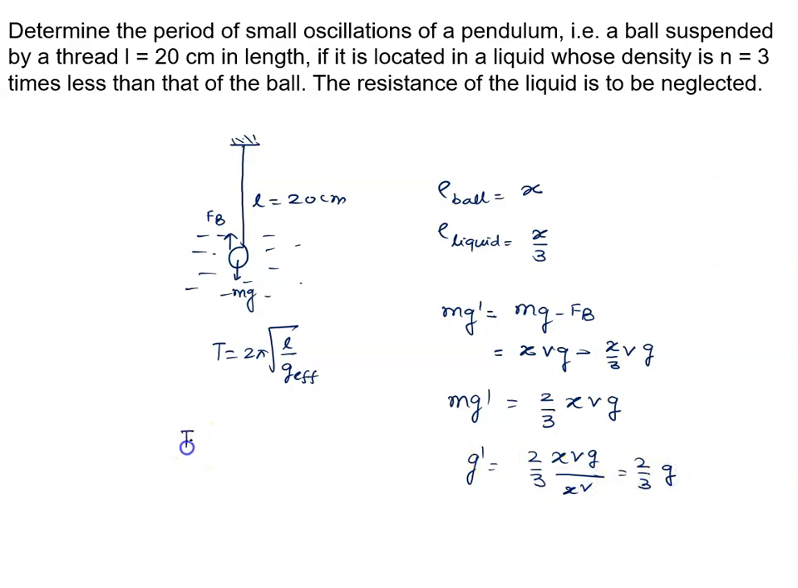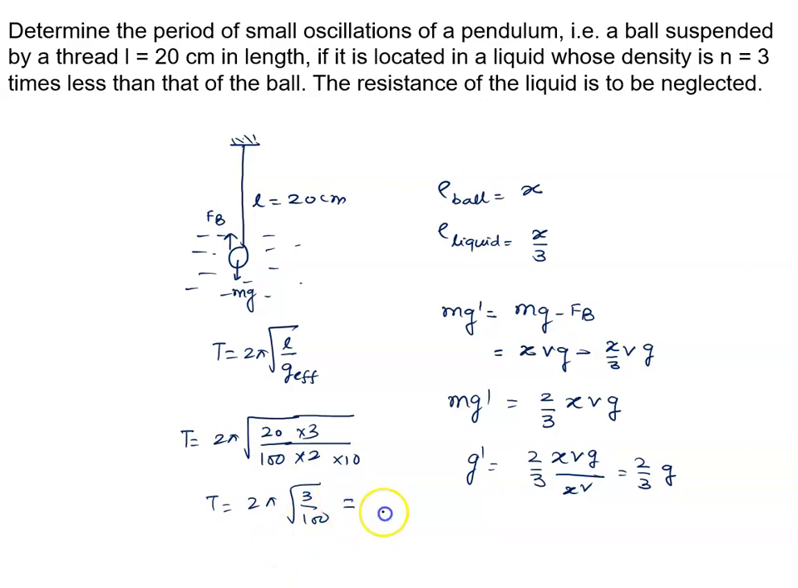Put the values here. T equal to 2 pi root L की जगह लिखोगे 20 centimeter, so it is 20 by 100 meters, and gravity effective is 2 by 3 into g. g को मैं ले लेता हूँ 10. So when we solve it, it will be T equal to 2 pi root, then you can say this 20 is cancelled, so I will say it is 3 by 100. 2 pi root 3 by 100.